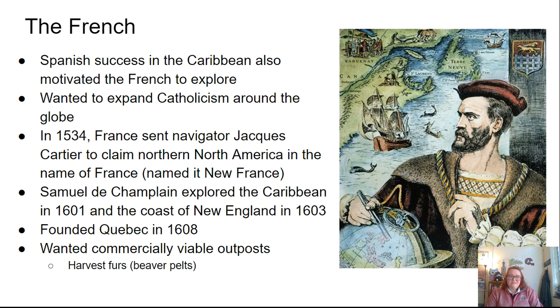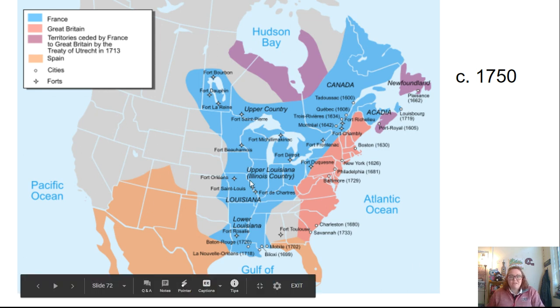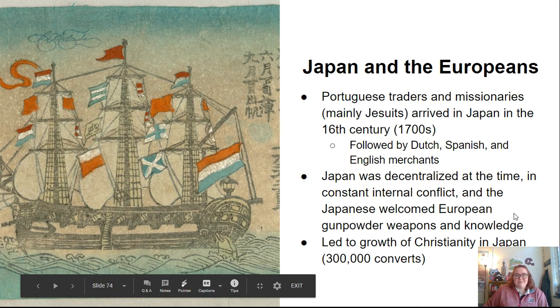So Samuel de Champlain explored the Caribbean in 1601 and the coast of New England in 1603. And they ultimately founded Quebec in 1608. And this was to be commercially a viable outpost to harvest furs. And they would do it with beaver pelts. So this is what it looked like for each of these different empires and what control they had in North America. As you can tell, the Spanish and the French were winning this one, while the British were too busy concentrating on East Asia.